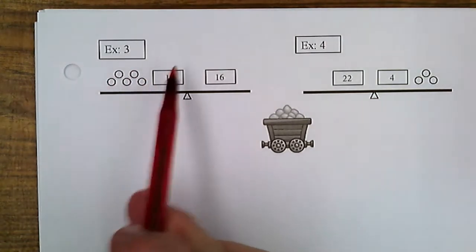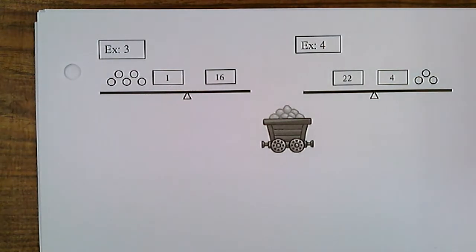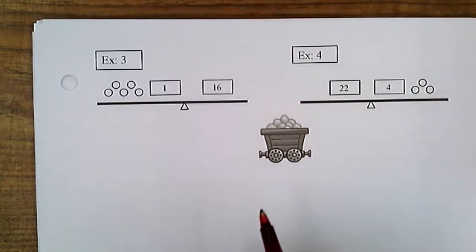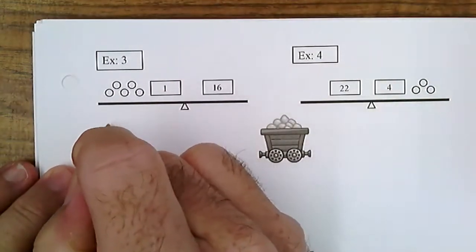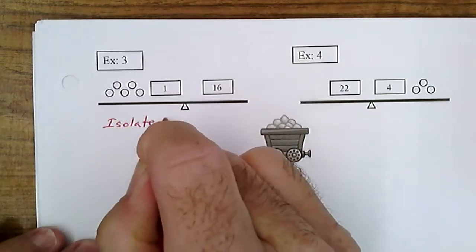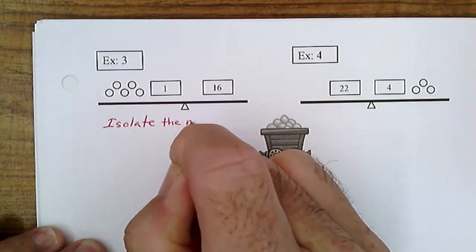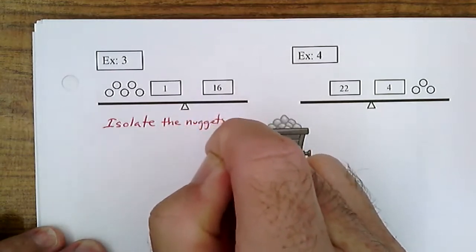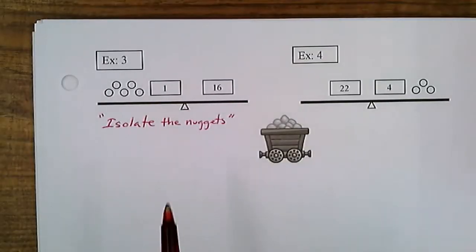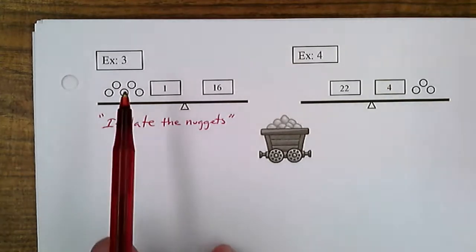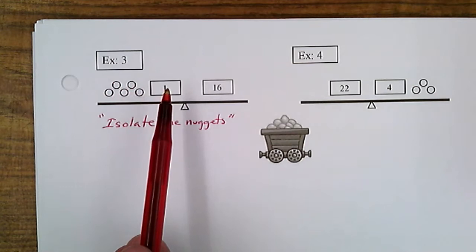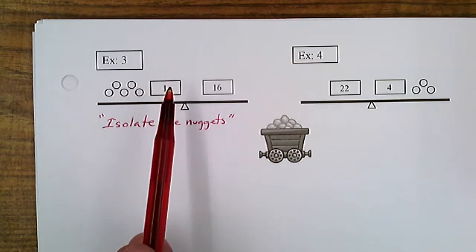You could probably guess and check your way through it, but I'm going to encourage you to use a strategy which I call isolate the nuggets. Okay. And what I mean by that is we want to get the nuggets by themselves. So right now, over here on the left side, we have nuggets and weight. So what I want to do is I want to take this weight off, okay?